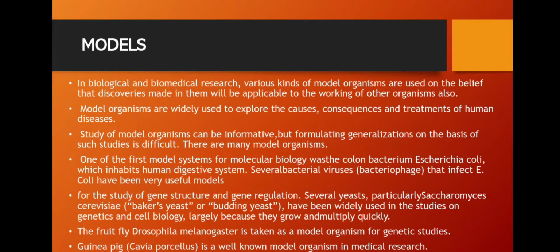One of the first model systems for molecular biology was the colon bacterium Escherichia coli, which inhabits the human digestive system. Several bacterial viruses that infect E. coli have been very useful models for the study of gene structure and gene regulation. Several yeasts have been widely used in studies on genetics and cell biology, largely because they grow and multiply quickly. The fruit fly, Drosophila melanogaster, is taken as the model organism for genetic studies. Guinea pig is a well-known model organism in medical research.